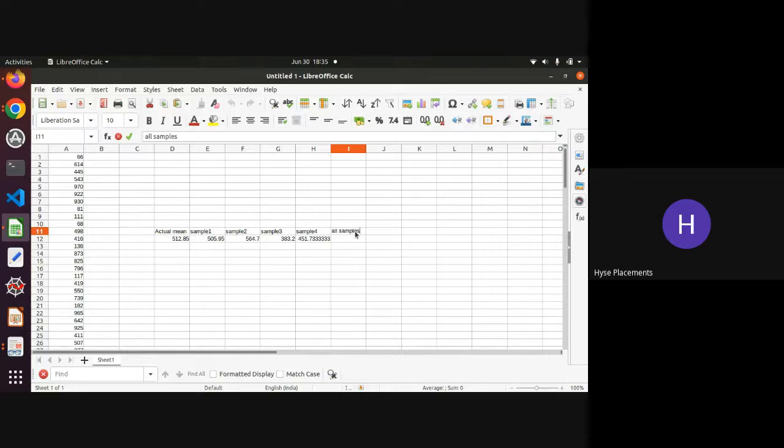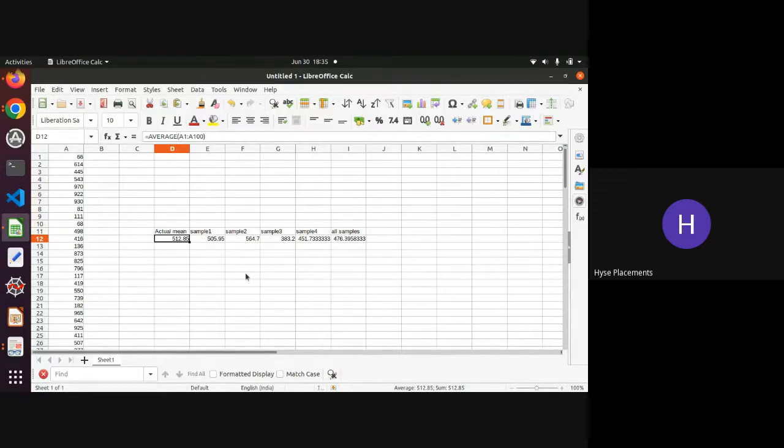All samples. I'm just giving the heading as all samples. I will consider the average for all these four. See, now we have predicted that with the samples, the population mean might be 476, but the actual mean is 512, which is close, right? At least we are close to it. So by understanding this, we need to select perfect samples to predict the actual mean, right? So 476 is a little bit close only still.